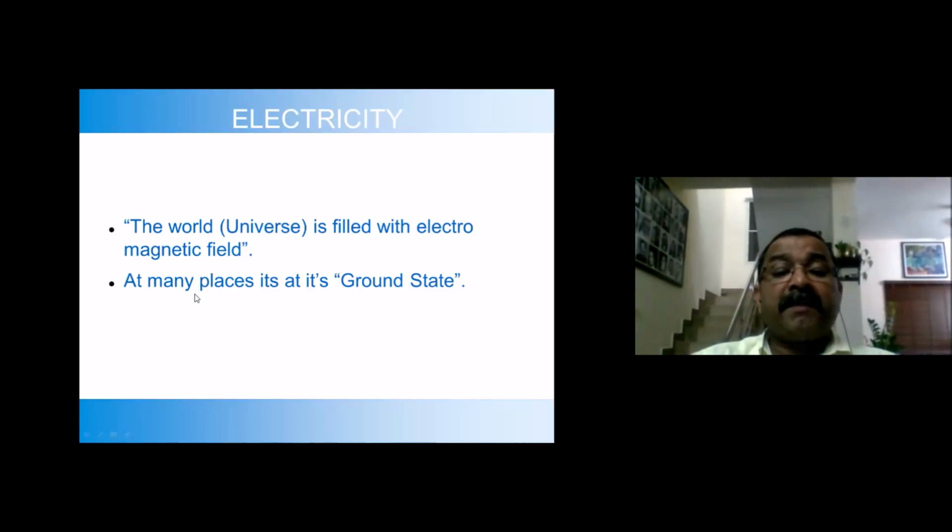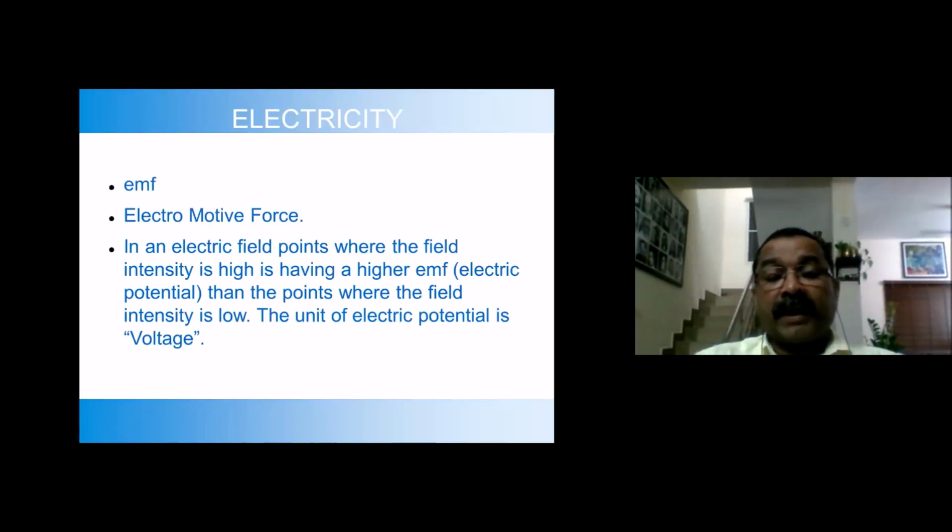At many places, the electromagnetic field is at its ground state, meaning that its value may be at 0. We can't say that its value is 0, but we will say that at many places, in vacuum, the electromagnetic field is at its ground state. Okay, that is about the field.